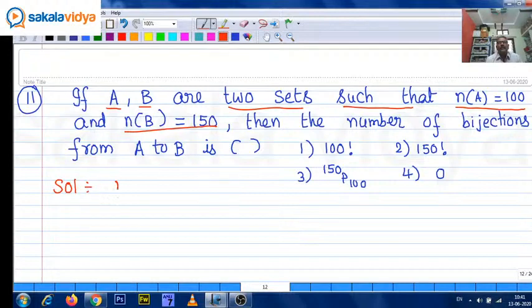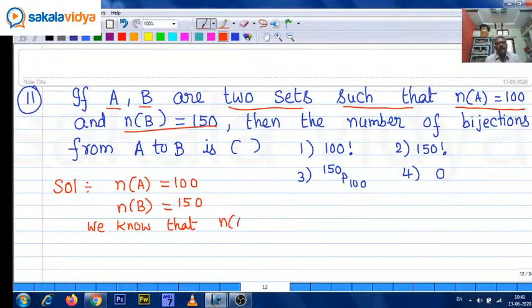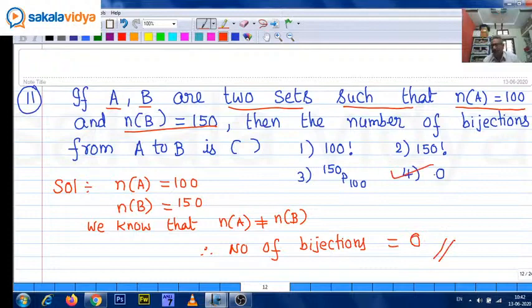Solution: n of A is 100, n of B is equal to 150. Here it's clear that, or we know that, n of A does not equal n of B. Therefore, the number of bijections is 0. So the fourth option is the right option.